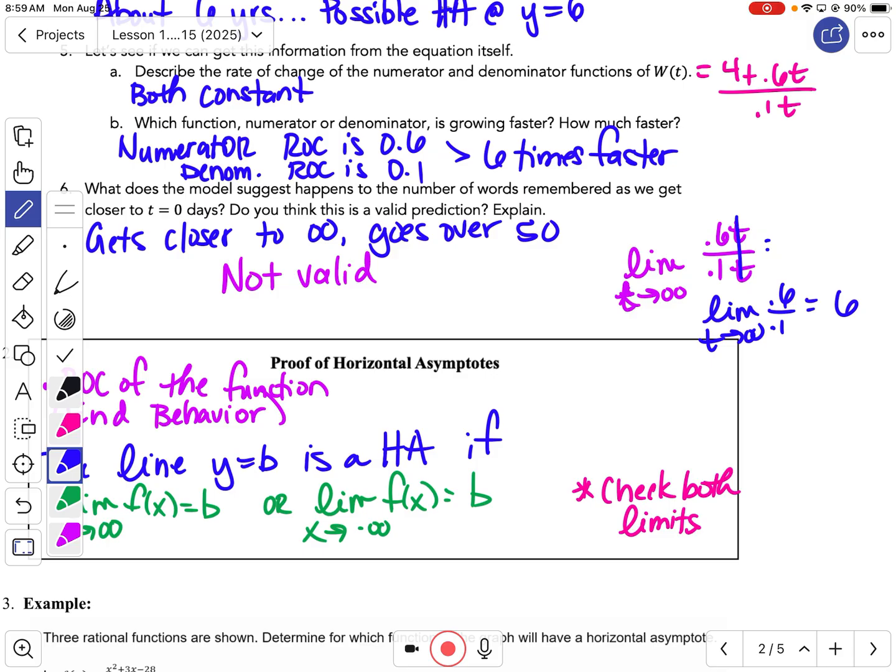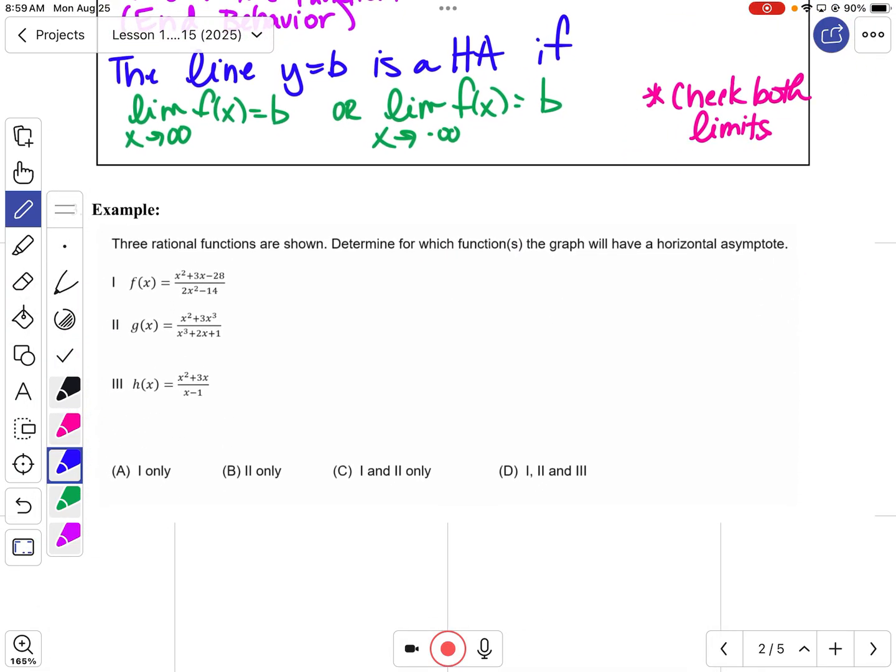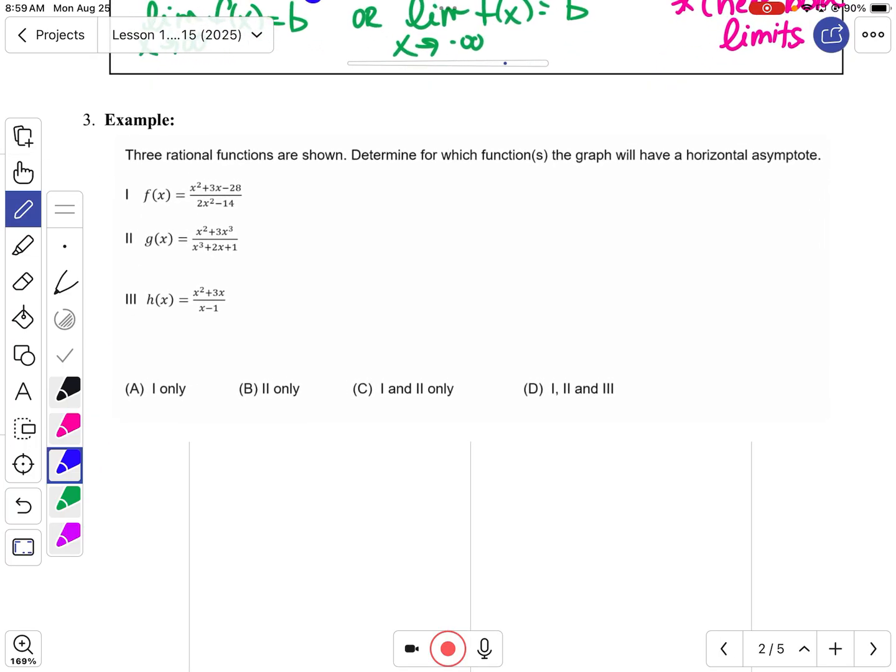All right, so that's what we'll check. So let's take a look at what some of our questions are going to look like. How do we find a horizontal asymptote? How do we prove that we have a horizontal asymptote? They love these questions. I pulled this one from AP Classroom.